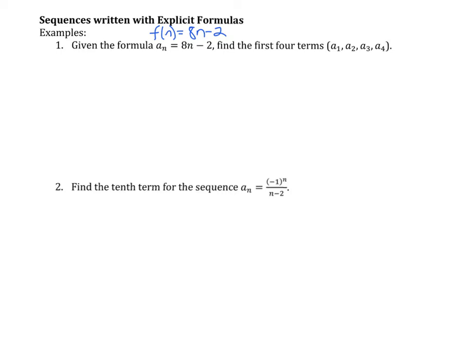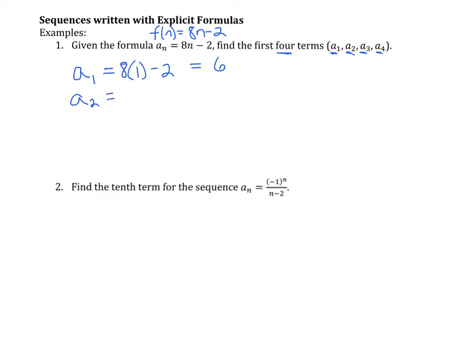So if I'm asked to evaluate, given the formula a sub n equals 8n minus 2, find the first 4 terms, and you can see they denote them a sub 1, a sub 2, a sub 3, and a sub 4. So we're going to find them one at a time. And just like with function notation, when I write down a sub 1, I have now replaced the n with a 1 in this formula. So everywhere where I see an n, I'm just going to replace it with a 1. So 8 times 1 minus 2, which is 8 minus 2, which is 6. So the first term in this sequence would be 6.